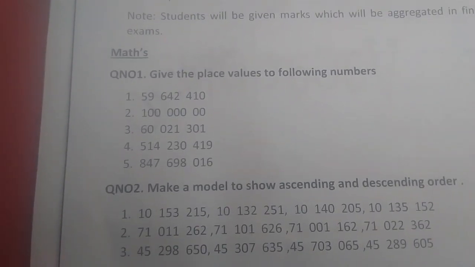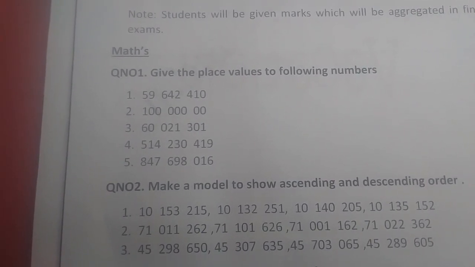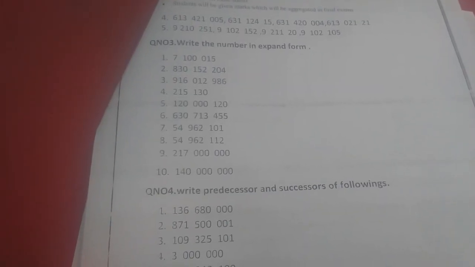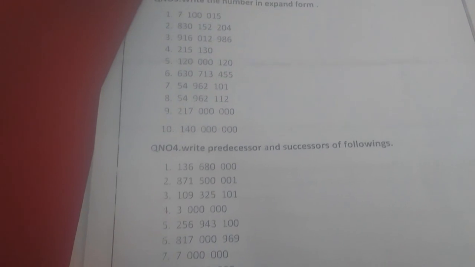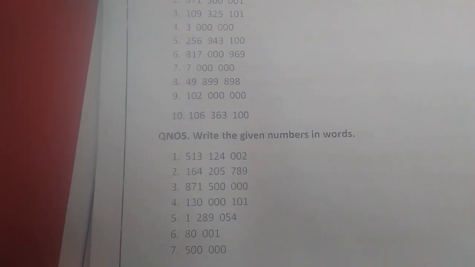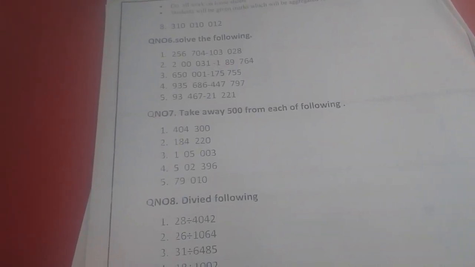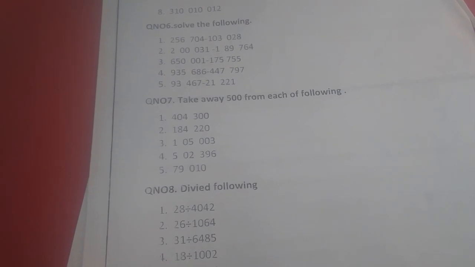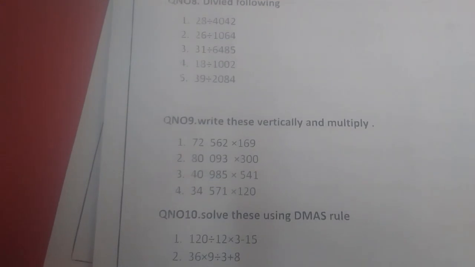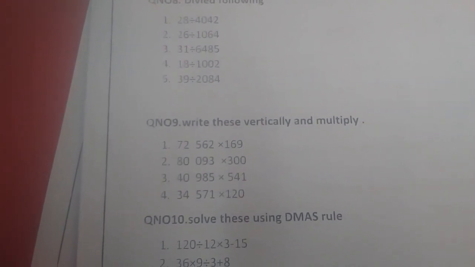And next, you have to explain and solve question number 1, the place value. Then you have to write the number in expanded form, predecessor and successor, and then you have to write in words the given numbers. Then here is the question, solve the following. Then you have to take 500 from each of the following. Then there is division, and again you have to write these numbers vertically and multiply all these numbers.